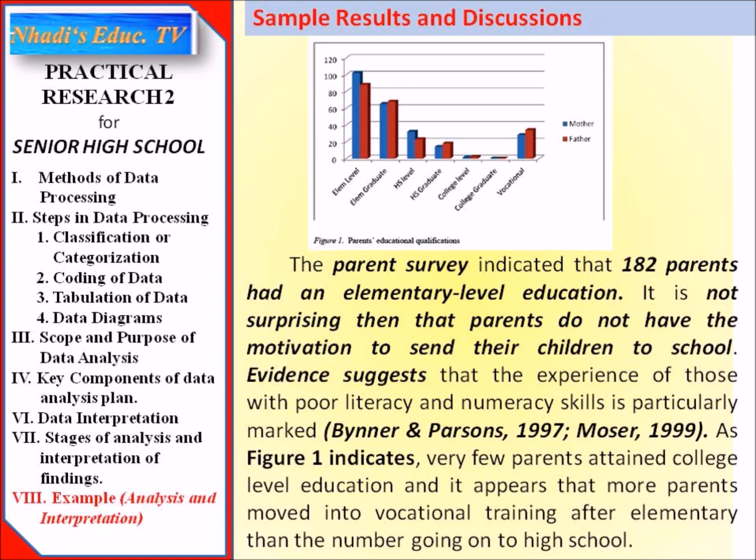And for the concluding part of the researcher now, as Figure 1 indicates, very few parents attain college level education, and it appears that more parents move into vocational training after elementary than the number going on to high school. So that is their concluding statement.